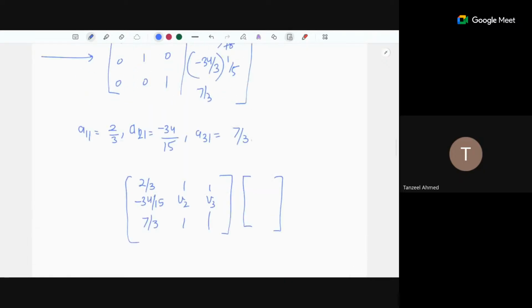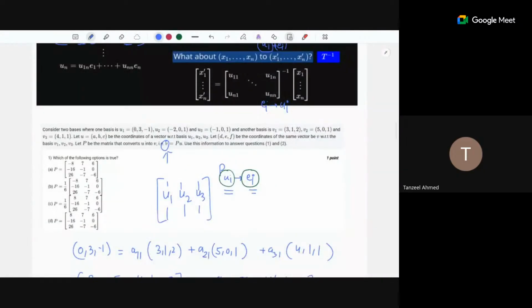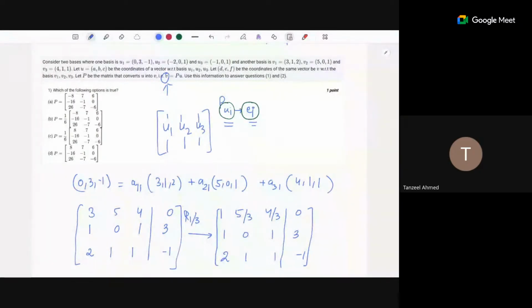I was thinking about it like this. If I want to go from the Ui basis to the canonical basis, then I will build up my matrix with the columns of U. So U1 will become the first column, second column will be U2, U3, and then I will invert that matrix. That will take me from canonical Ei to Ui, that basis.